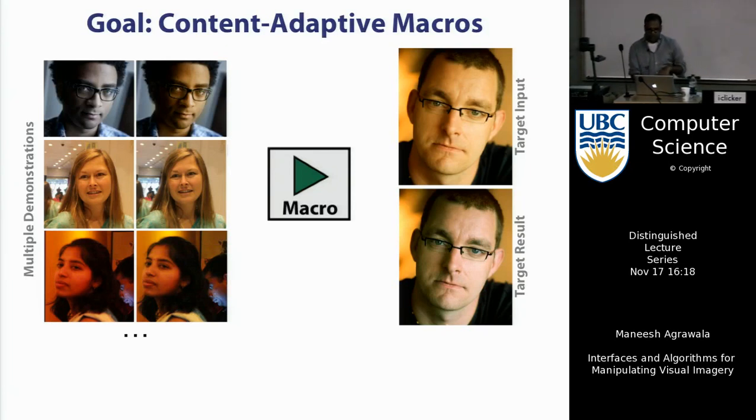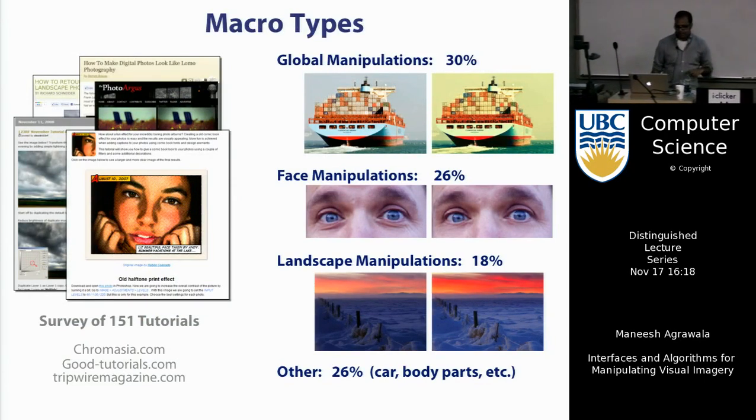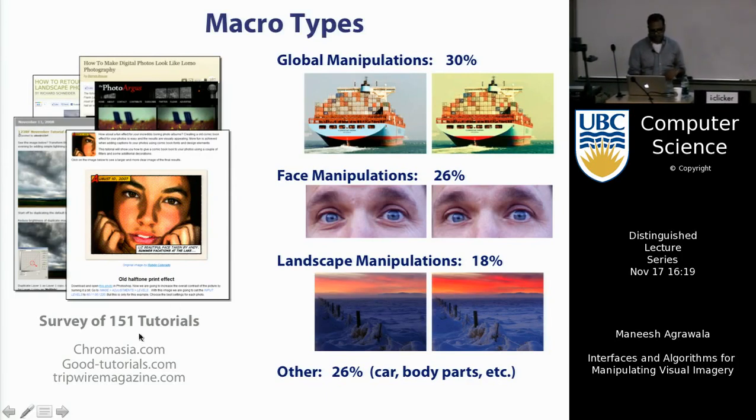Now, when we started this project, we looked at a whole bunch of websites that contain tutorials and also macros to do various kinds of operations. And one of the things that we found was that of the total set of tutorials and macros that we looked at, 151, about 30% are designed to operate on the entire image. So we call these global manipulations. They don't rely on any kind of spatial correspondence. Here we're modifying the color of the entire image.